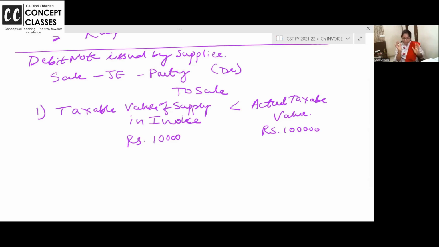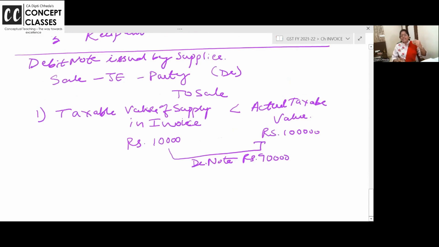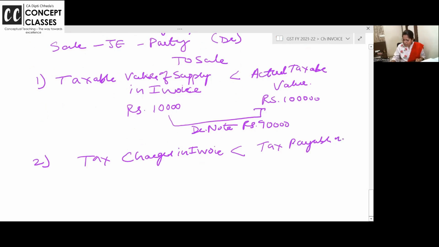So debit note is a way in which you are changing your invoice without scratching and changing the past invoice. आराम से देखो. Taxable value of supply invoice में 10,000 है. Actual supply is 1 lakh. Can I issue debit note to the party for rupees 90,000? Answer is yes. Debit note is as good as additional invoice. Second example for this is if the tax charged in invoice is less than the tax payable on supply.